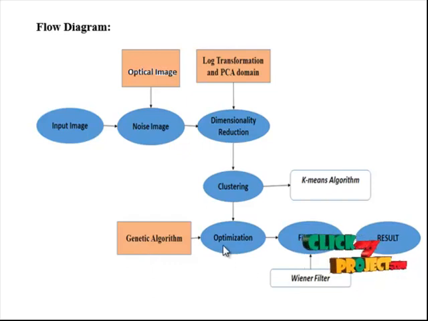With a mutation probability, mutate new offspring at each locus. Place new offspring in a new population. Use the newly generated population for a further run of the algorithm. Next, in the final step, the filtering algorithm is performed based on the Wiener filter.